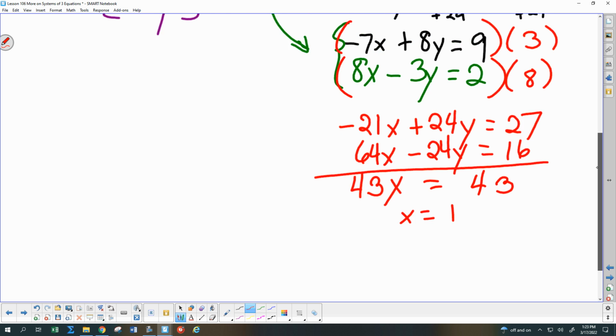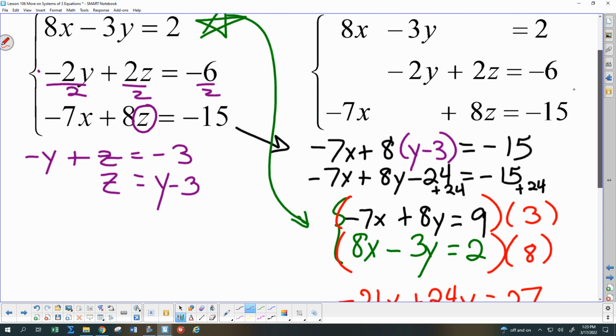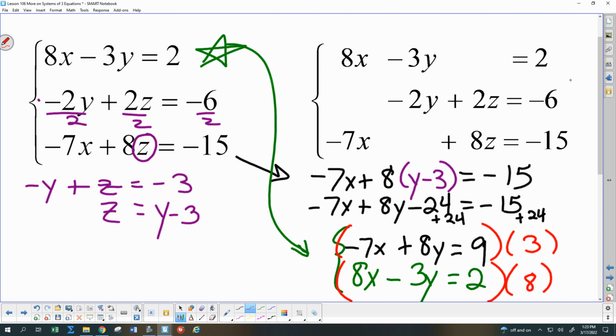Now I go back and look at my other equations, and I can plug into any equation that I've gotten so far. I usually try to go back to my original ones just because I know there are no mistakes in those original ones and see what I get. So since I know x is 1, I can put it in the first equation and then solve that, and I'll have y, right? There's no place to put x in my second equation, but I can put it in my third equation and solve that for z.